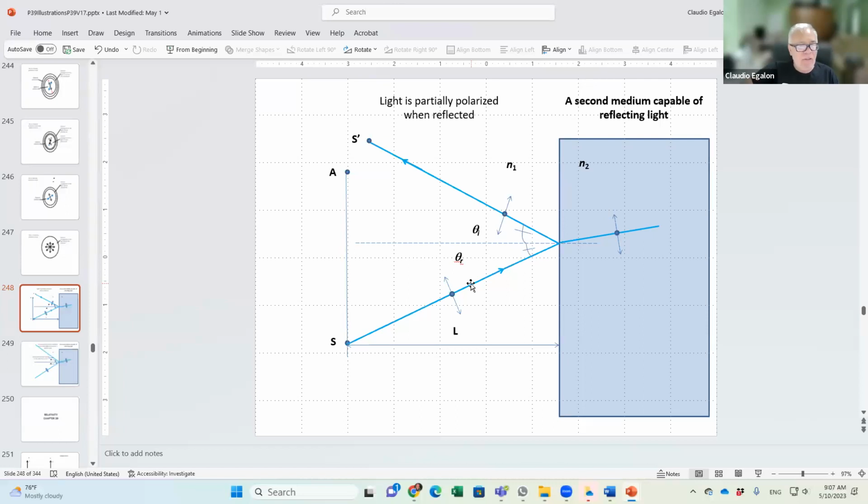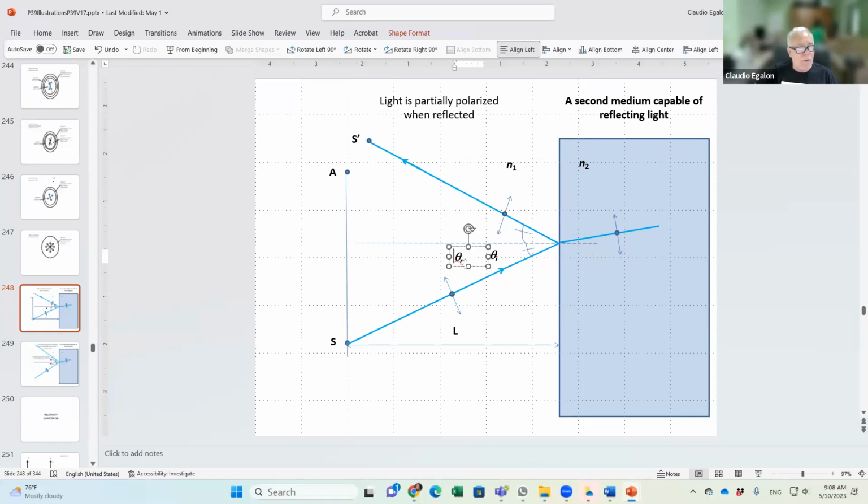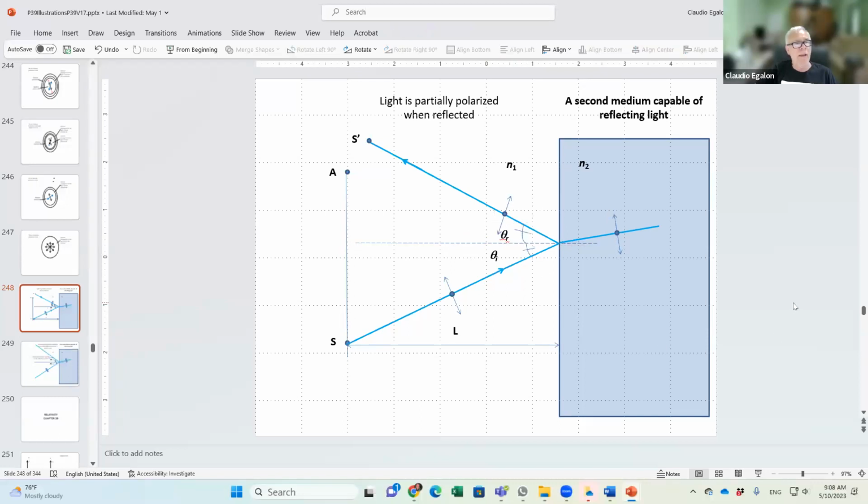When you do the math, the proper math, you discover that for reflection, in order for the light to take the least amount of time to go from S to S prime, okay? For the case of reflection, this least amount of time means that the angle of incidence must be equal to the angle of reflection. Let's put it right here. Okay?